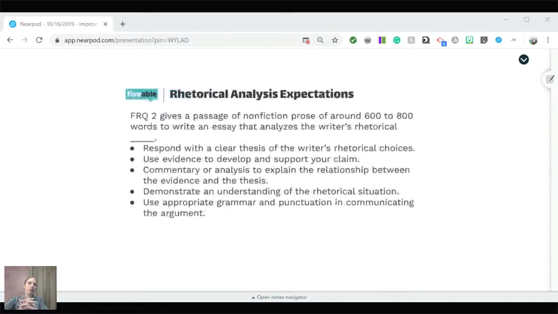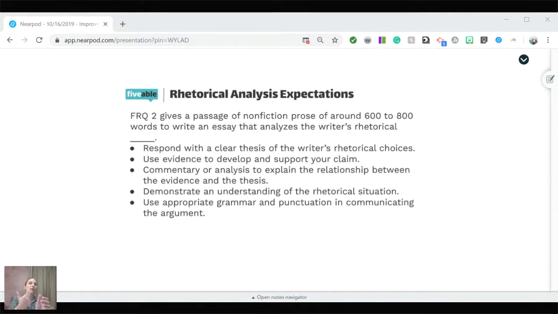The rhetorical analysis expectations for FRQ2 is going to give you a passage that's nonfiction, of course, prose, and they're advertising that it will be 600 to 800 words, and then you will write an essay that analyzes the author's rhetorical something, okay? So it might say the rhetorical faculties, the rhetorical choices, the rhetorical elements, rhetorical devices, all of those things, okay? So your expectations, what you need to make sure that you do is to respond with a clear thesis statement. Make sure that you say, hey, these are the author's rhetorical choices, okay? Use evidence to develop and to support your claim about their claim, okay?